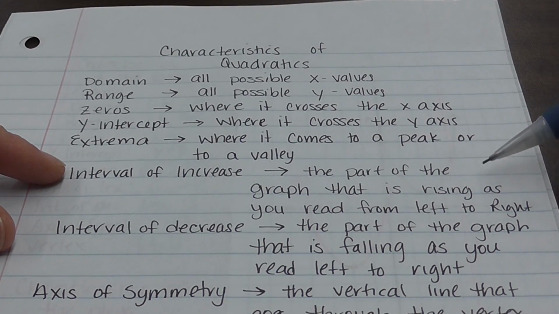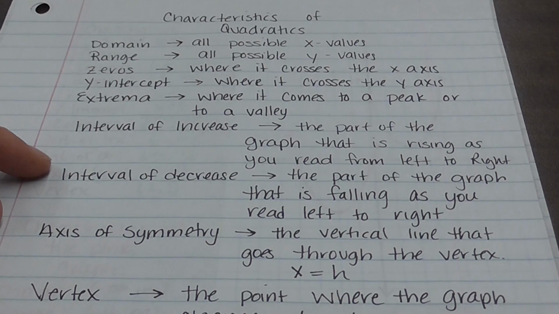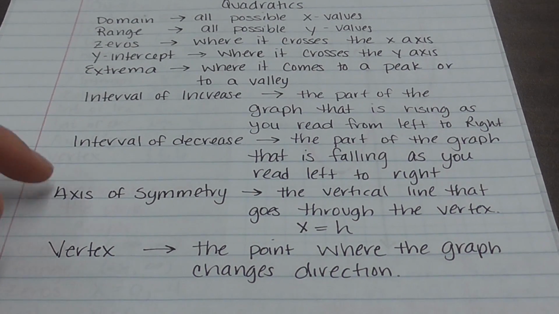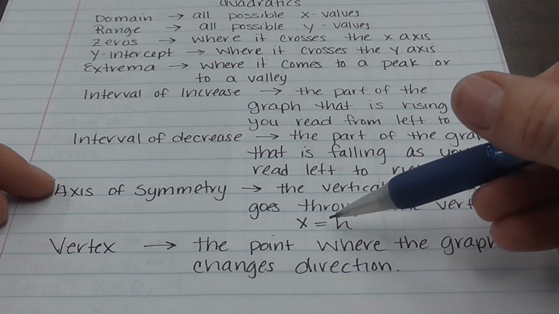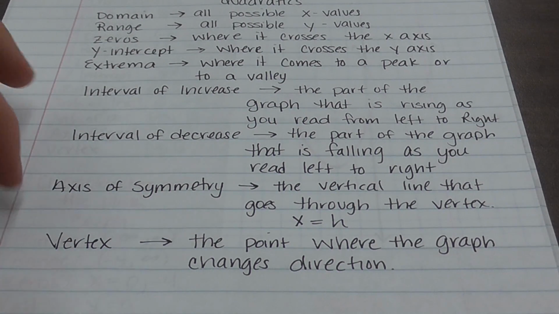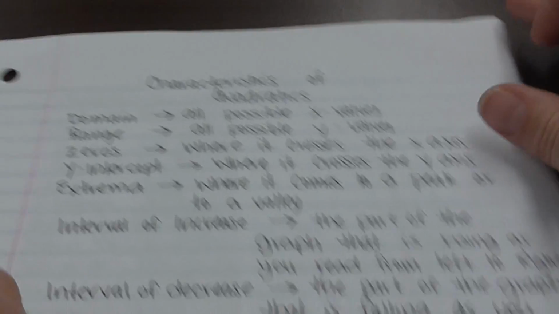Interval of increase is the part of the graph that's rising as you read it from left to right. Interval of decrease is the part of the graph that's falling as you read it from left to right. A parabola or a quadratic function will have an axis of symmetry. That's a line that goes straight through the vertex of the parabola at x equals h, and it cuts the parabola in half. And then you have the vertex, which is the point that the graph changes direction.